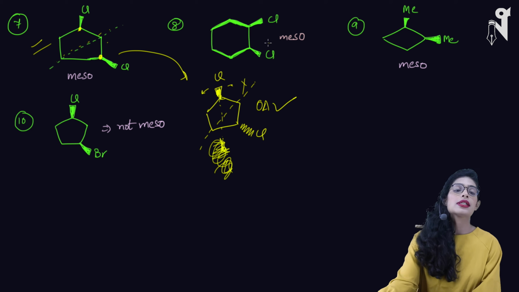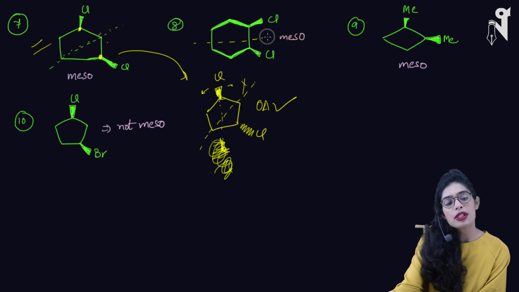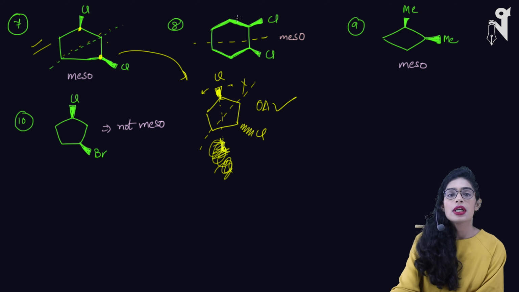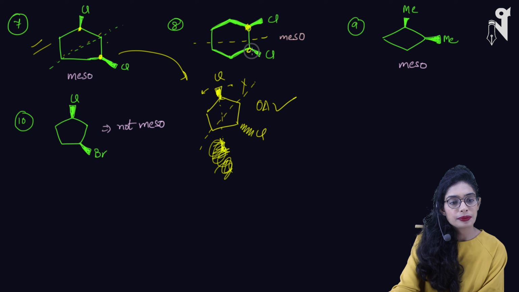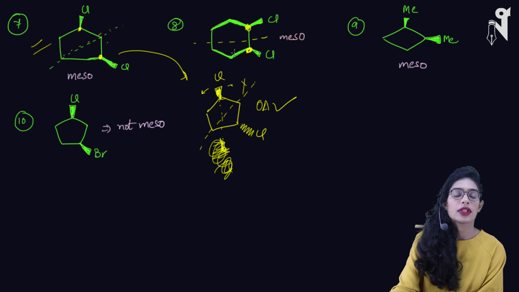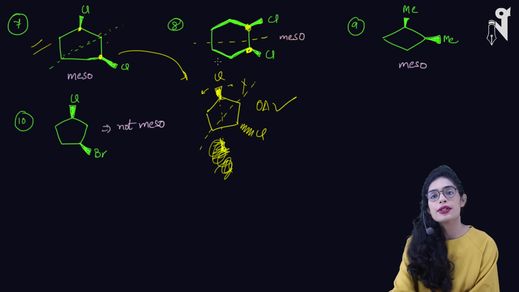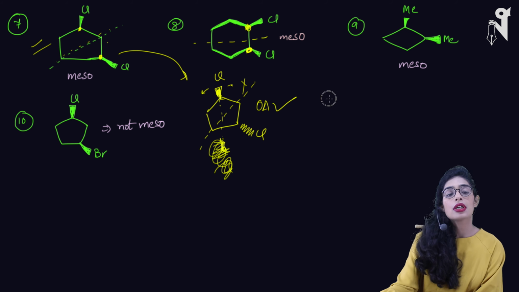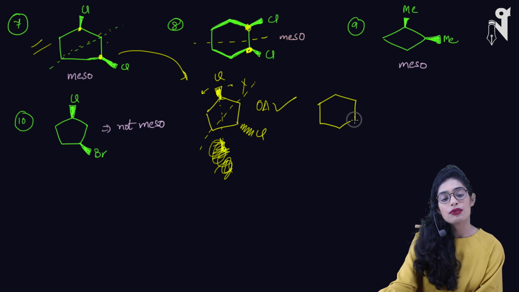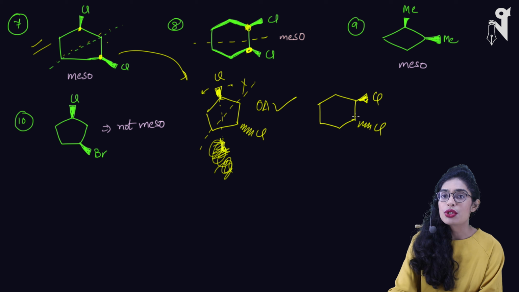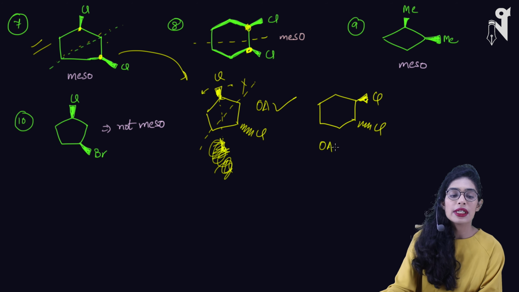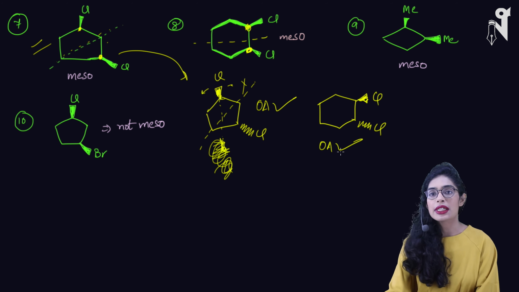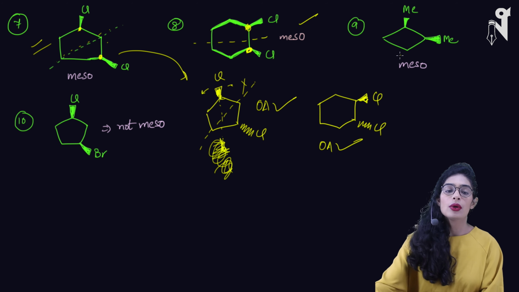Now look at this. Is this meso or not? If I cut it from this plane, I'll get two equal halves. It has chiral centers. Yes, it has chiral centers. So two chiral centers are there. Now we have to check whether its diastereomer will be optically active or not. So let's draw it. Chlorine here and chlorine here. No plane of symmetry, no center of symmetry. So this is optically active. The diastereomer is also optically active. So this is meso.